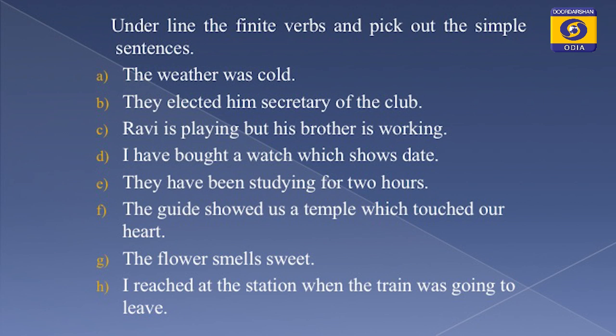I reached the station when the train was going to leave. Here you see there are 2 finite verbs, reached and was. I reached the station is independent, and when the train was going to leave is a dependent clause. So this is a complex sentence.